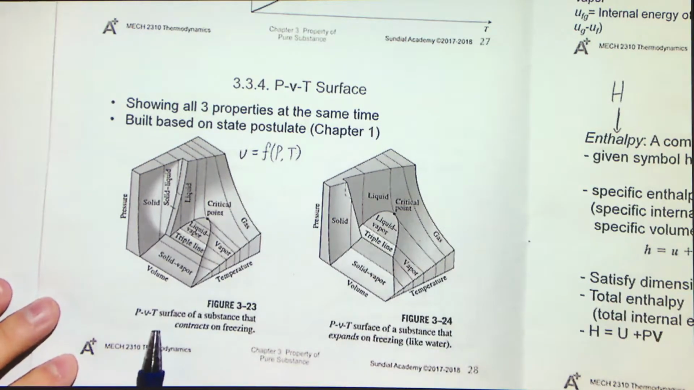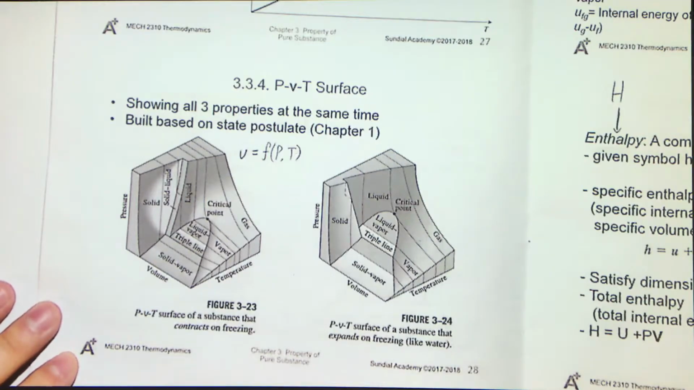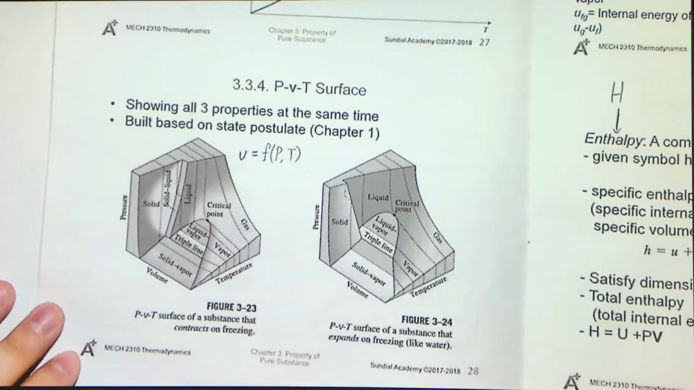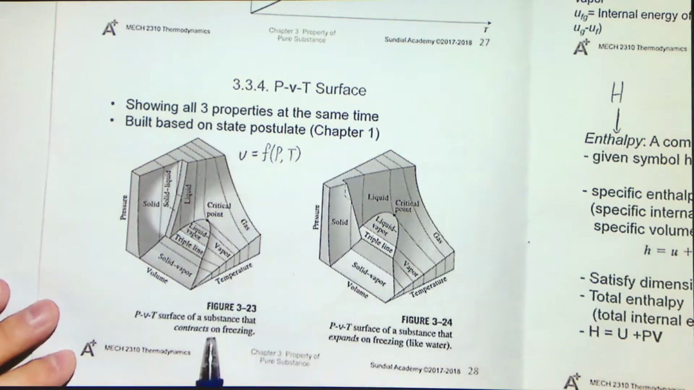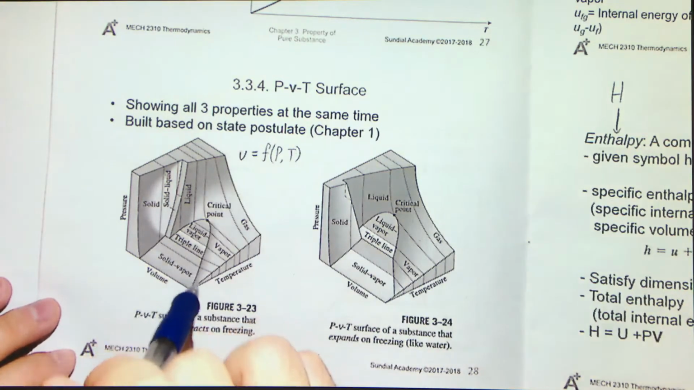Okay, the left-hand side will be the one for the substance which contracts on freezing, and the right-hand side will be the surface for substance that expands on freezing. Okay, well, for this PVT surface, you can obtain the PV diagram, TV diagram, and the PT diagram. Okay, but how? For the PV diagram, you just project this PVT surface onto this PV plane, then you can get the PV diagram. Okay. For the TV diagram, you just project the whole PVT surface onto this VT plane.